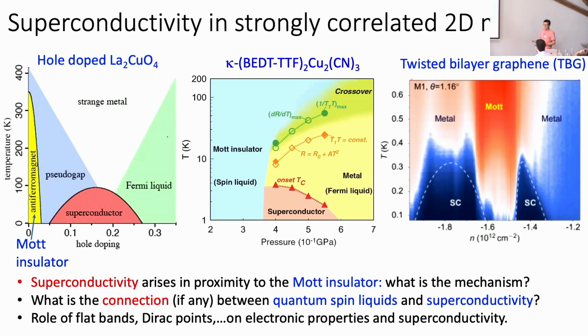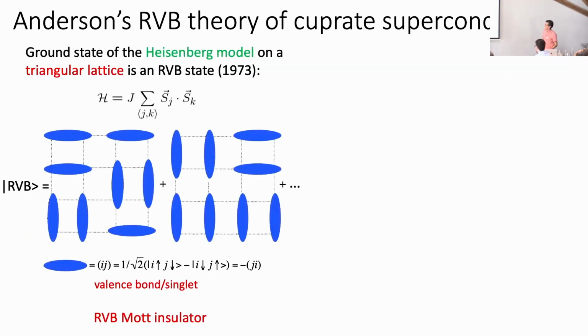Then, of course, the connection in a more specific way of Mott insulating quantum spin liquid and superconductivity, which would be, I guess, the example of the kappa cyanide, where the Mott insulating phase is a spin liquid. And with the discovery of the twisted bilayer graphene, there's also the question of the role of flat bands and Dirac points on the electronic properties and the superconductivity on the systems. So this would be the overall interest or motivation.